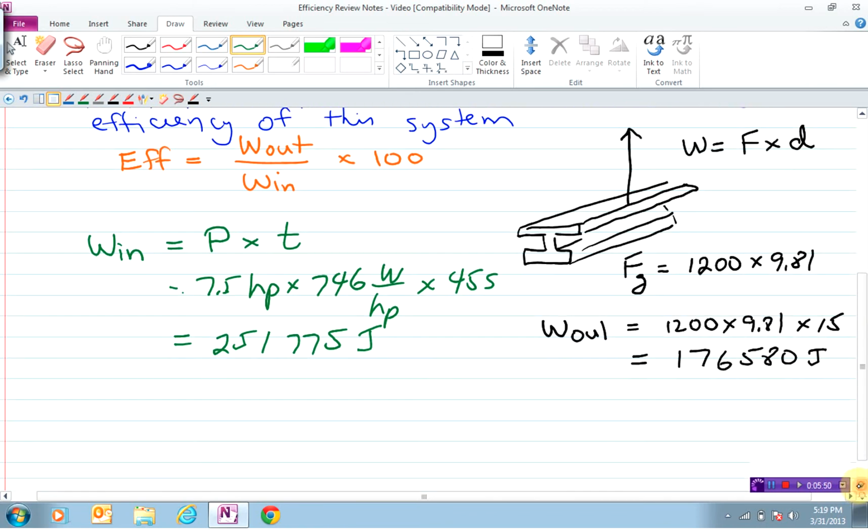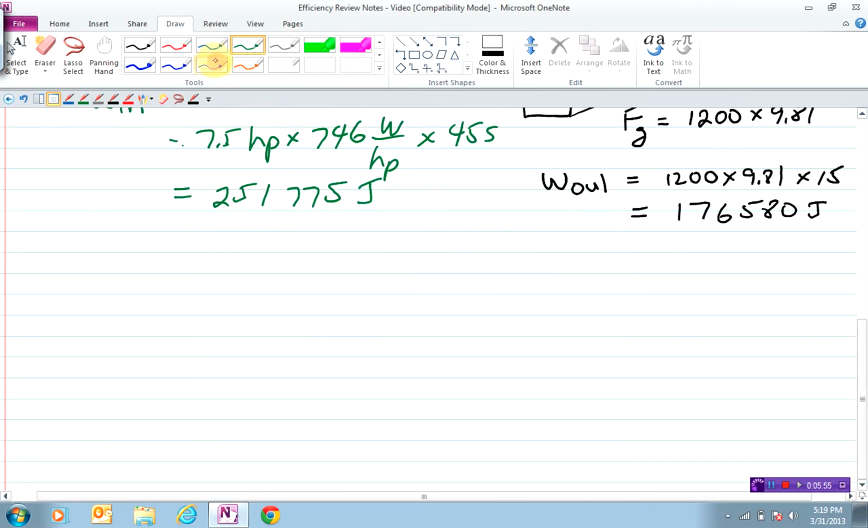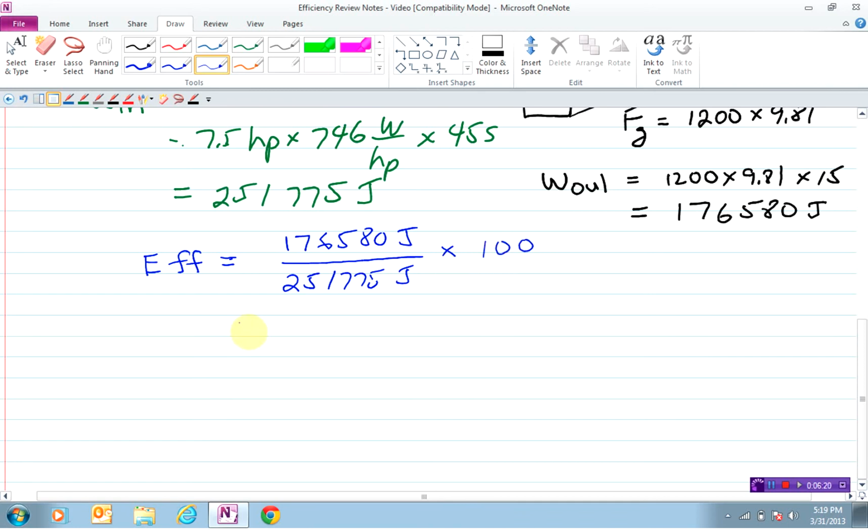So that means then the efficiency of this system will be as follows. The efficiency then will be equal to the work out, which is 17,658 joules, divided by the work in, 251,775 joules, and then we multiply that by 100 to get into a percent. If you work this out, I believe that you will come out to be 70% efficient on this system here. Okay?